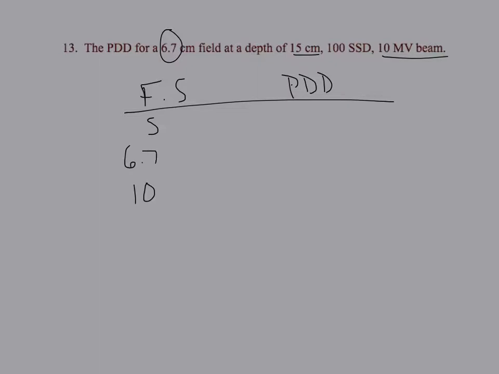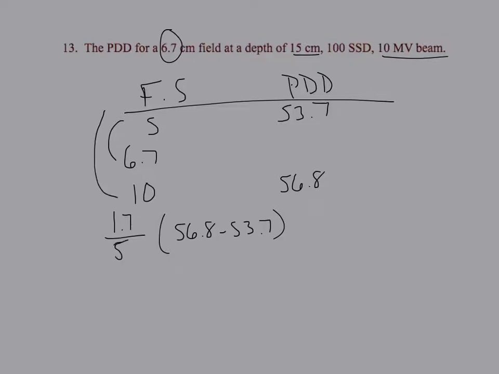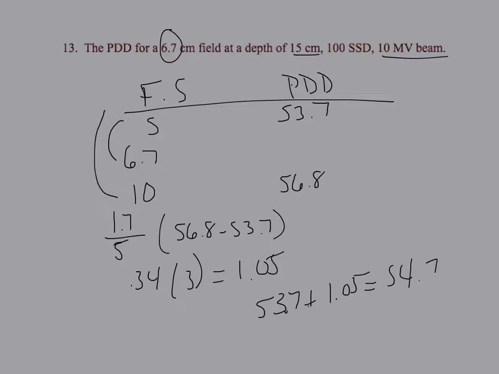My percentage depth dose for the 5 by 5 is 53.7. For the 10 it is 56.8. So the first thing I want to do is 56.8 minus 53.7, and I'm multiplying that by the difference between my first two numbers, which is 1.7, over the total range, which is 5. 0.34 times 3 equals 1.05. I'm then going to add that to my original percentage depth dose to get my new one, 54.7.